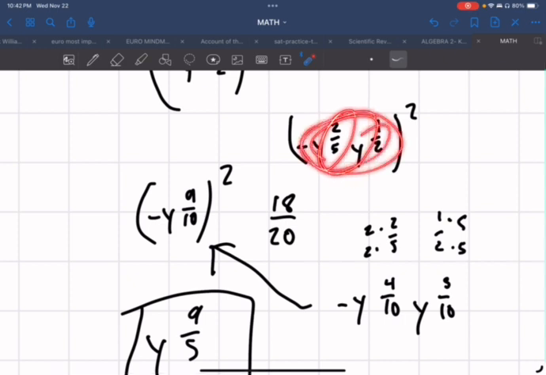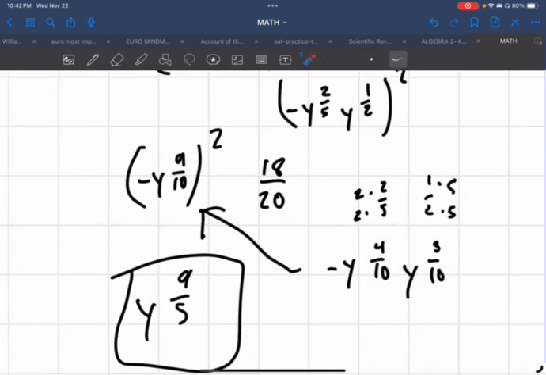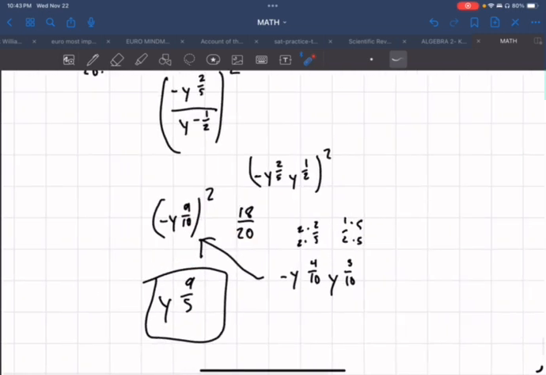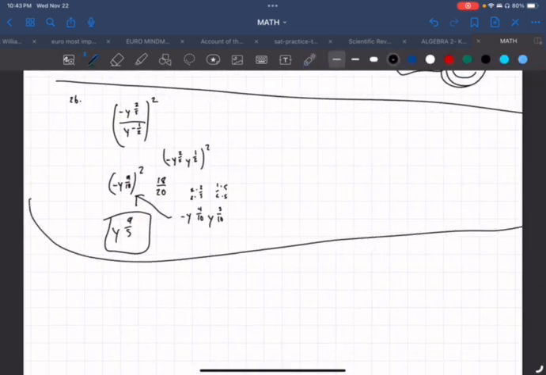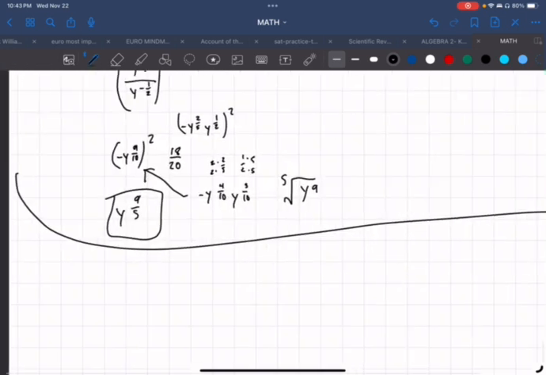So for this, you can make this one term actually, because you can find the common denominator and add those. So you would find 10 to be the common denominator, then you would add these. And then you would get negative y to the 9 tenths, squared. So then you would square the negative, so it would be positive y, and then you would multiply the 9 tenths by 2. You multiply the 9 by 2 and the 10 by 2. Then you get this, and that simplifies to 9 tenths. At least I'm pretty sure. And this is right. You can simplify it to this if you want.